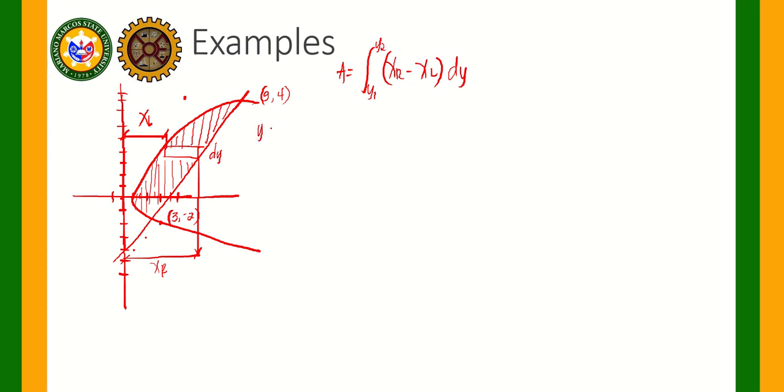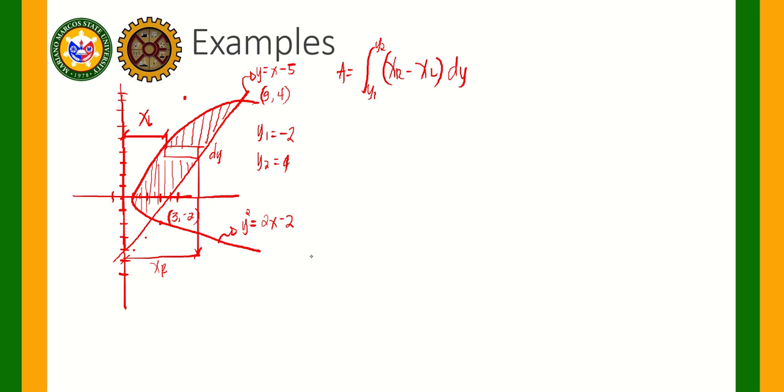So, yung y sub 1 natin is equal to ito, negative 2. And then, y sub 2 natin is 4. Okay? So, what is our x sub r? X sub r natin is, what curve ito? Si linear. Y is equal to x minus 5. And then, for our x sub L, ito, this is equal to y squared is equal to 2x minus 2.